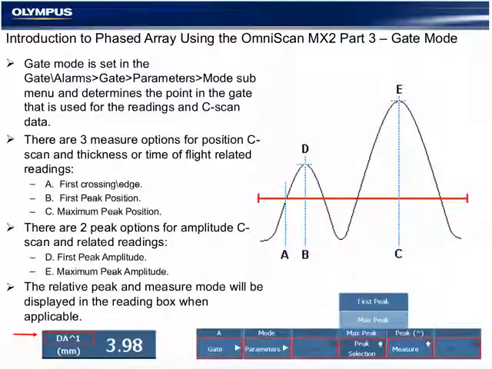D and E would be amplitude-based applications, whereas A, B, and C would typically be corrosion, time of flight, or composite inspections. The readings are also directly related to this, and we use the readings throughout the calibration process and throughout our inspections and analysis. So be aware of what reading you're in and how it affects the application.